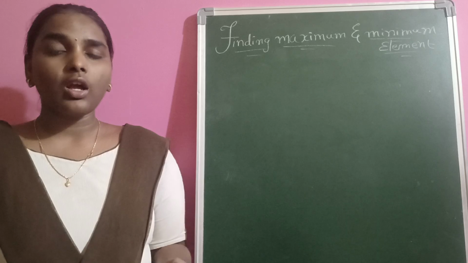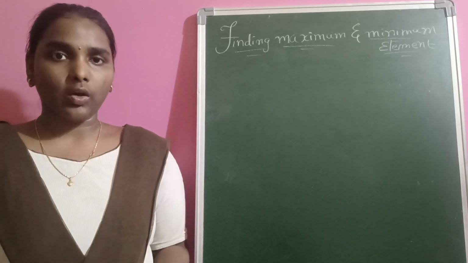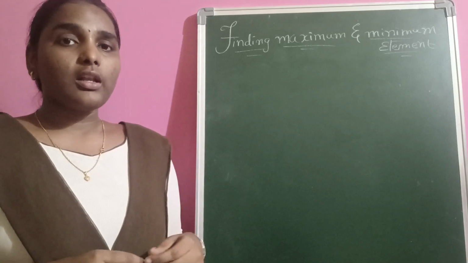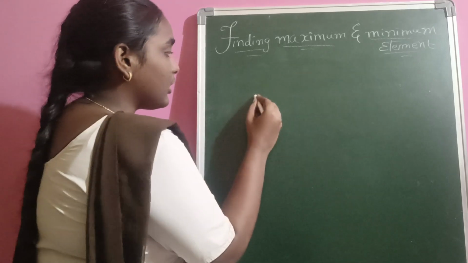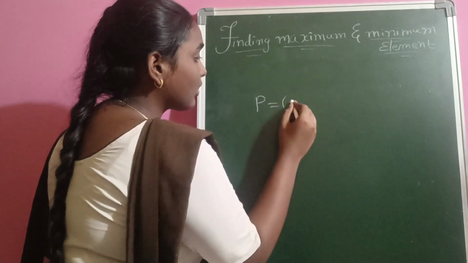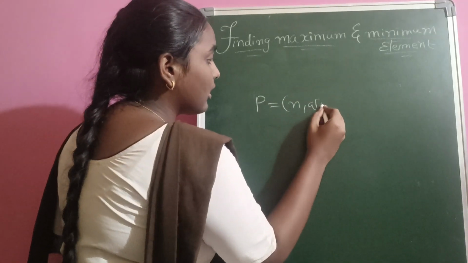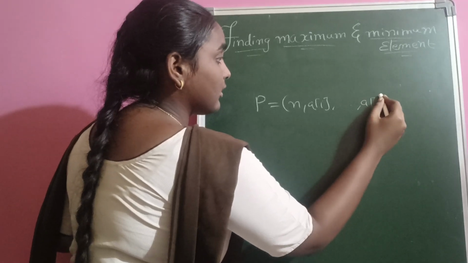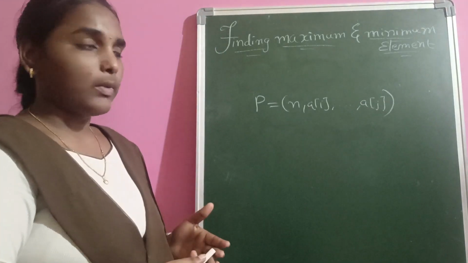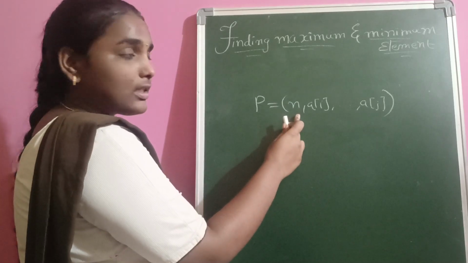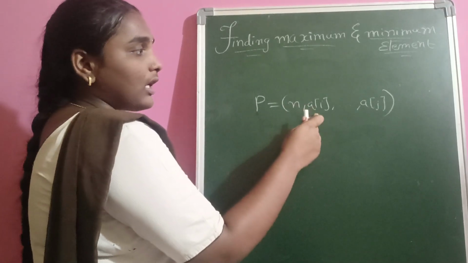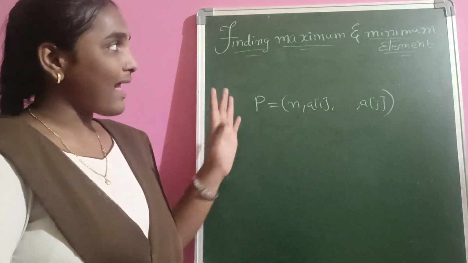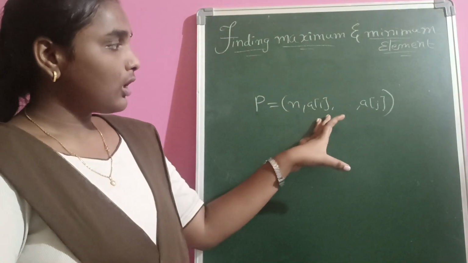My name is Aruna. Now I'm going to give a seminar on the topic of finding the maximum and minimum number of elements in the list. Let us suppose P is equal to (n, A[i] to A[j]) is an arbitrary instance of the problem. Here n is the number of elements in the list and P is the problem. A[i] to A[j] are the elements in the list for which we are interested in finding the maximum and minimum.